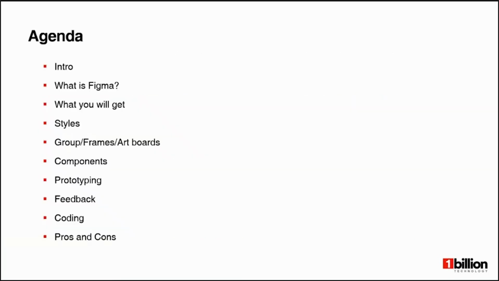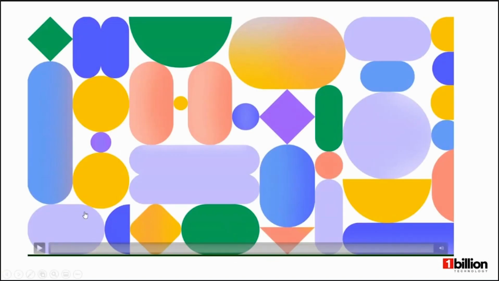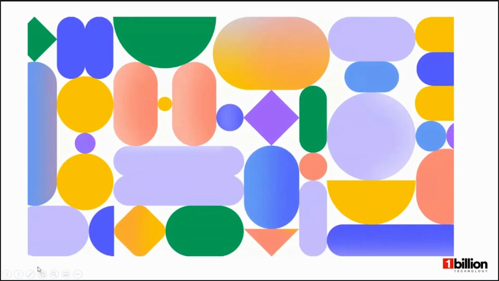So today's agenda, we are going to cover some of the features like what is Figma, what you will get, styling, group, frame, artboard, components, prototyping, feedback, coding, and pros and cons. It's a topic we cannot do within 30 minutes, but I will do a high-level explanation of the product. To start with, I'll run a small video where we will get a basic idea about Figma and what you can do. Then I'll explain the other points in detail after this.